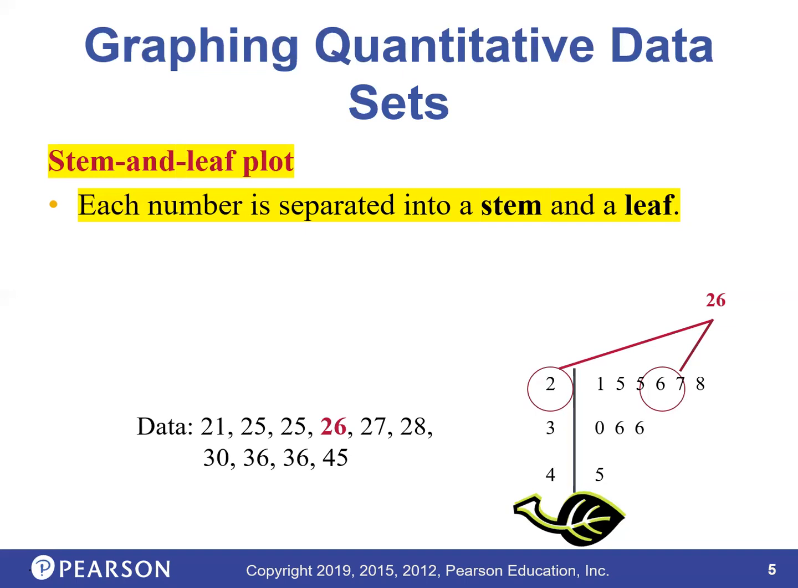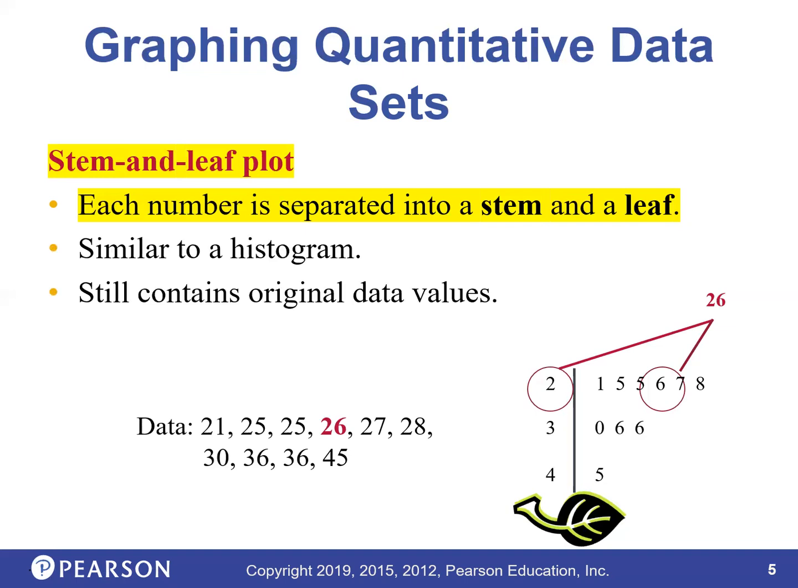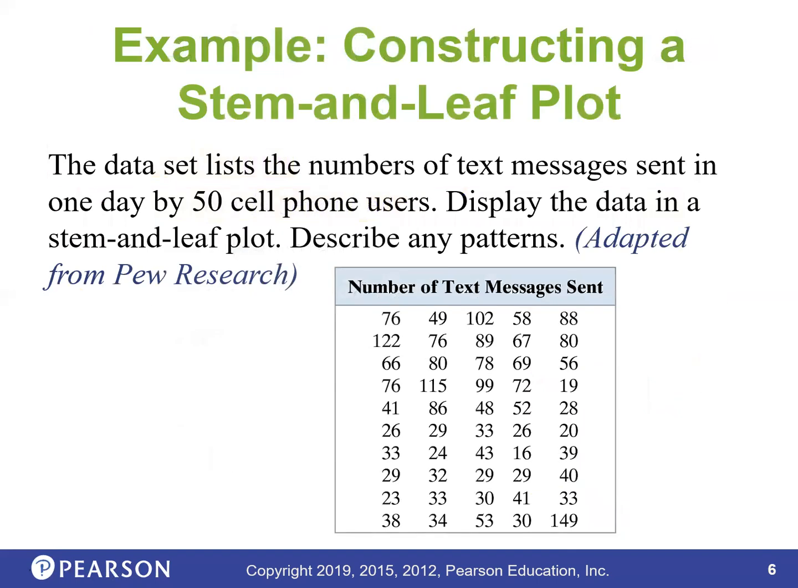So let me just show you an example here. This is the data set. I don't want you to copy it down. Here's the data set: number of text messages in one day for 50 people. Talk to me, guys. Are you in the 30, the 70, the 100, or 120 category? So how many text messages per day?